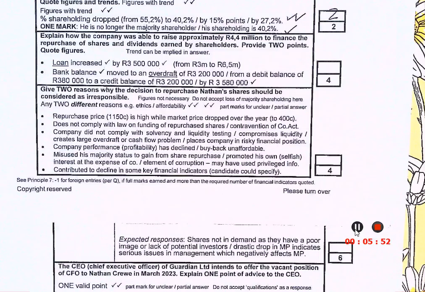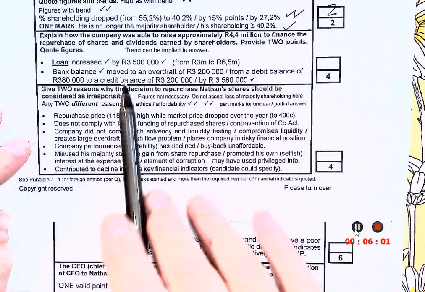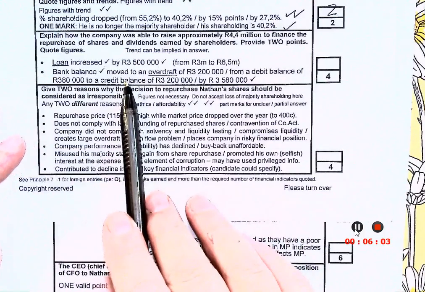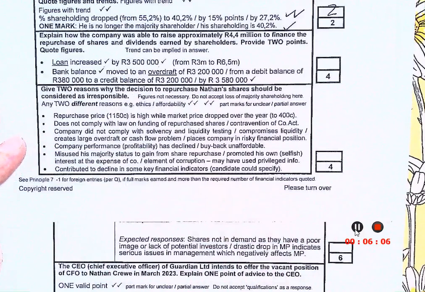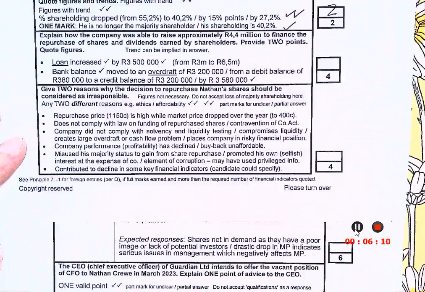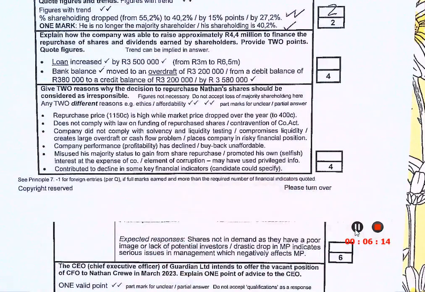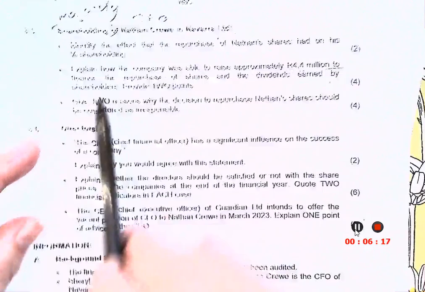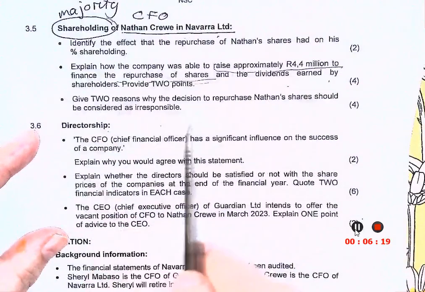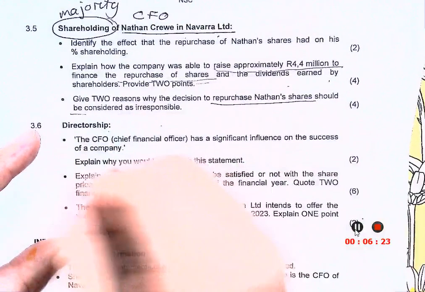If there's no other options, write it. But as you also see, it's not even in the memo. Okay, and remember this memo was done after the marking. So if there were things added to the memo, it would be in the released memo. Okay. So, next one. What do they ask? Give 2 reasons why the decision to repurchase Nathan's shares should be considered as irresponsible.